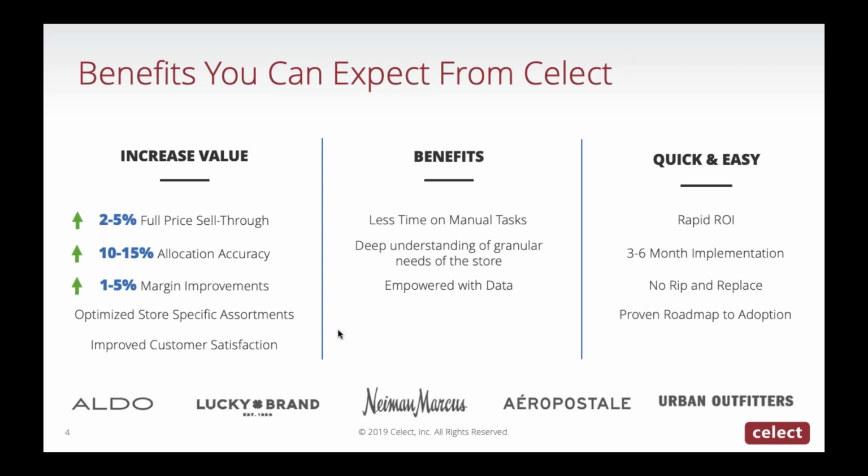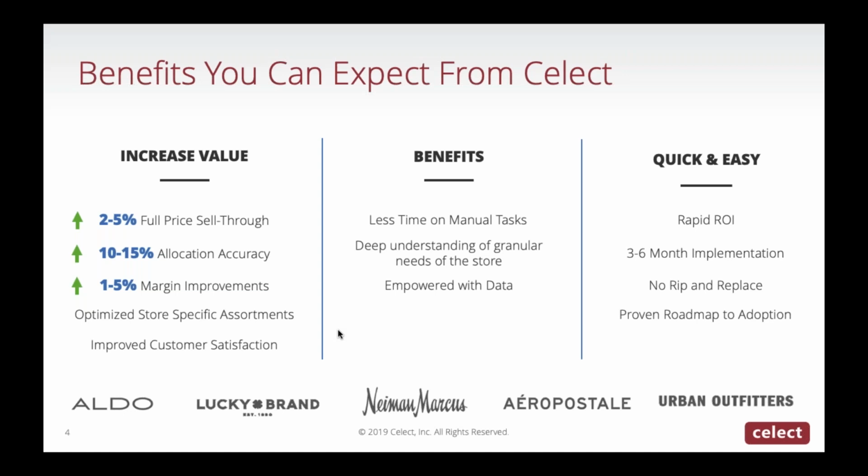Just to give you an idea of how long this takes to implement, typically you're getting very rapid ROI, so it takes 3 to 6 months until you can start measuring the types of value that we're talking about on the left-hand side. And the strength of this is that you're not actually ripping and replacing anything. You're actually augmenting your existing solutions. So I will show you examples of that as we go through this.